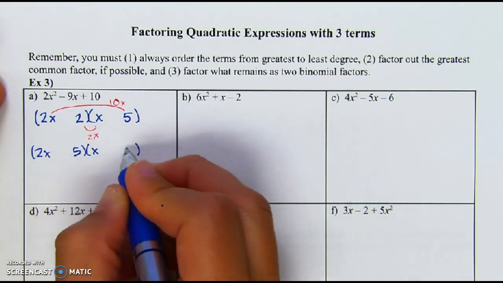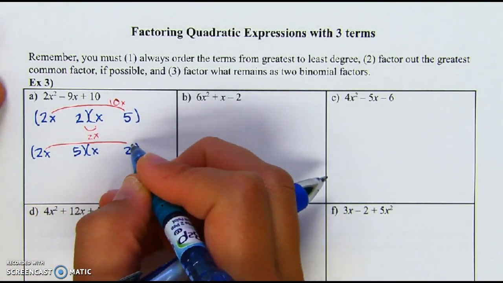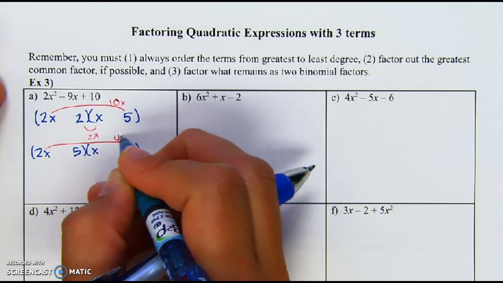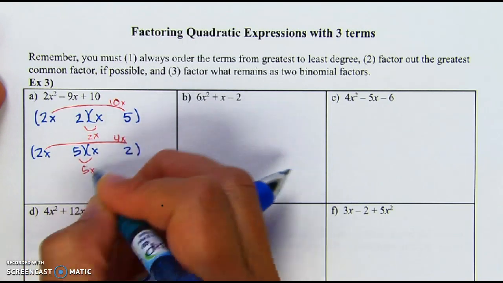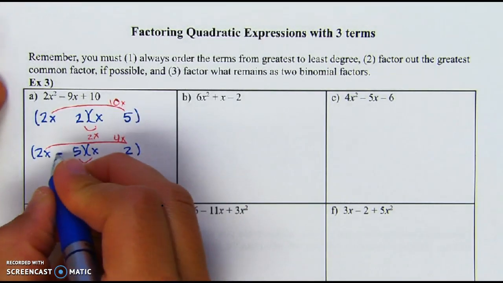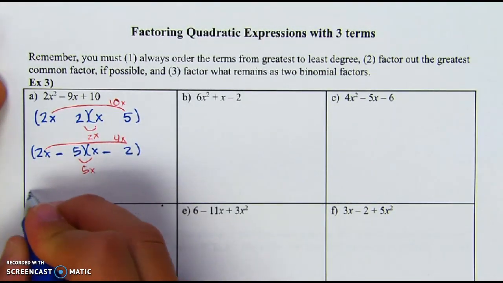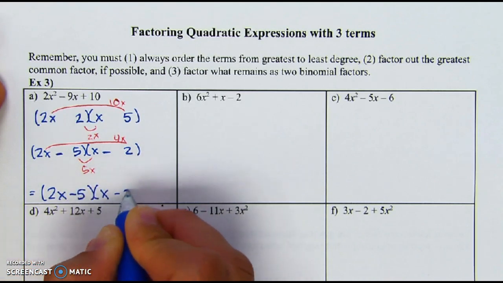What if I switch the 5 and 2? So now I have 2 times 2 is 4x, and 5 times x is 5x. Do those add or subtract to get 9? Yeah, so that's it. They're both negative. Okay, we got lucky. Final answer, 2x minus 5 times x minus 2.